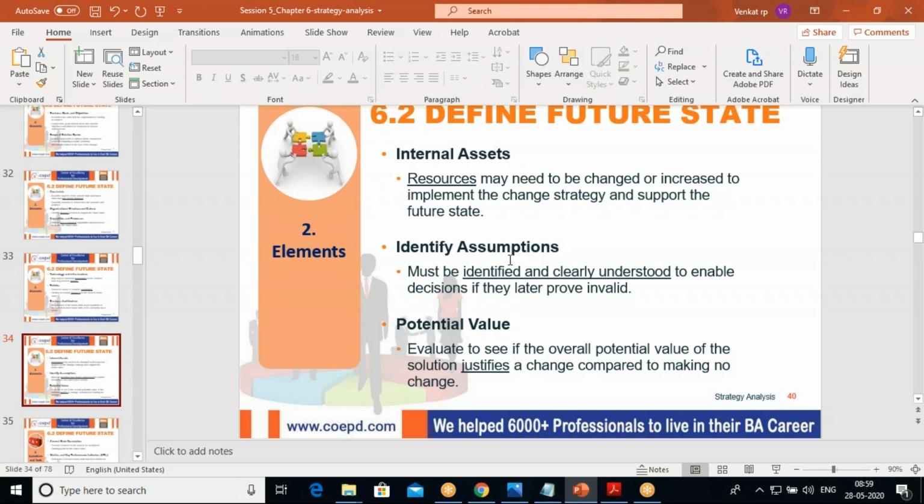Okay, and then we have to understand the potential value, that we have to evaluate to see if the overall potential value of the solution justifies the change compared to making no change.